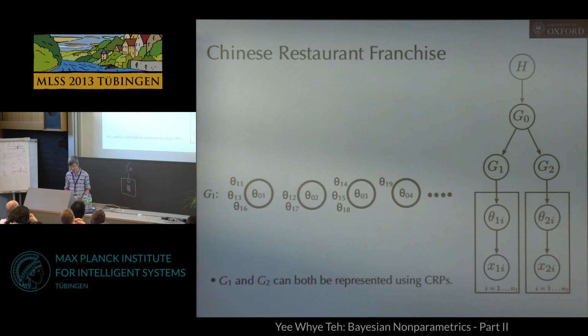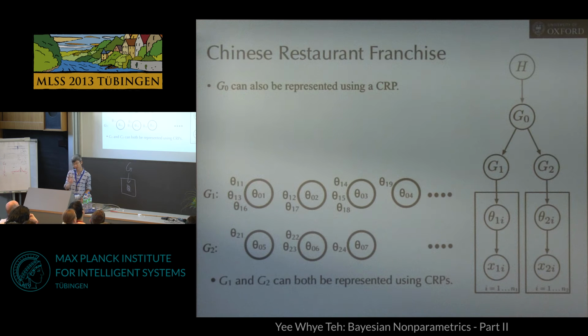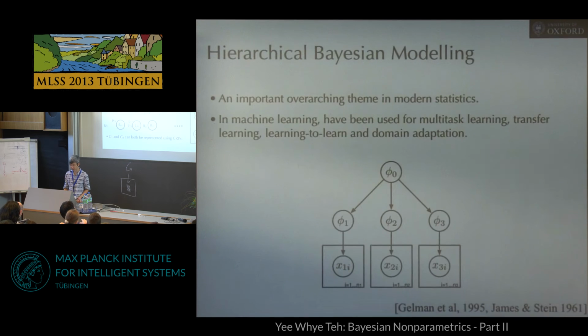I'm going to skip this, but basically there's a combinatorial structure underlying the hierarchical Dirichlet process called the CRP. So this idea of hierarchical Bayesian modeling, which I'm describing here, is quite an important overarching theme in modern statistics. It brings in ideas from both Bayesian and frequentist statistics. And in machine learning, it's been used for lots of problems like multitask learning, transfer learning, learning to learn, and domain adaptation as well.